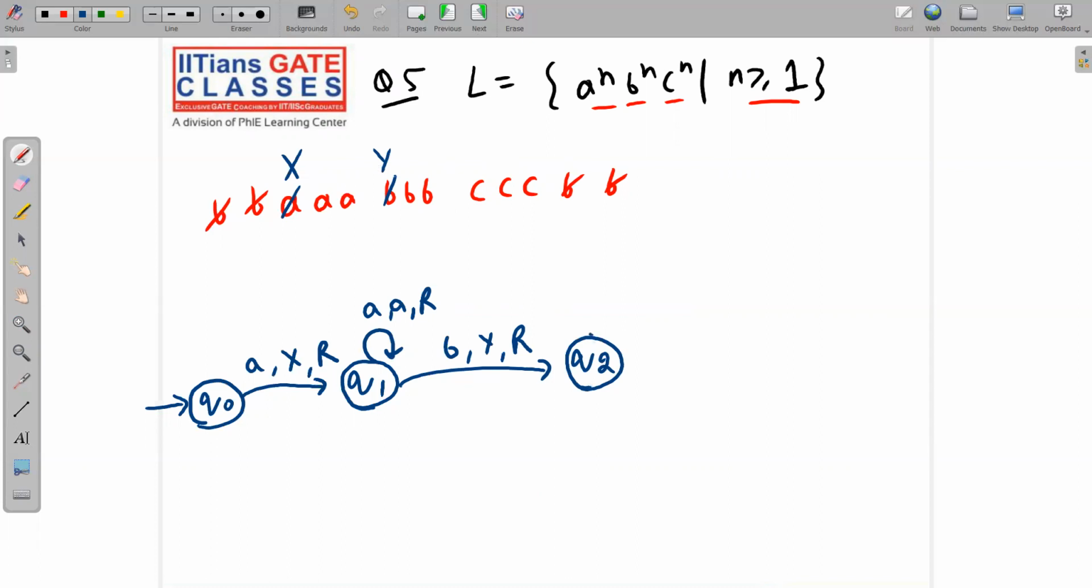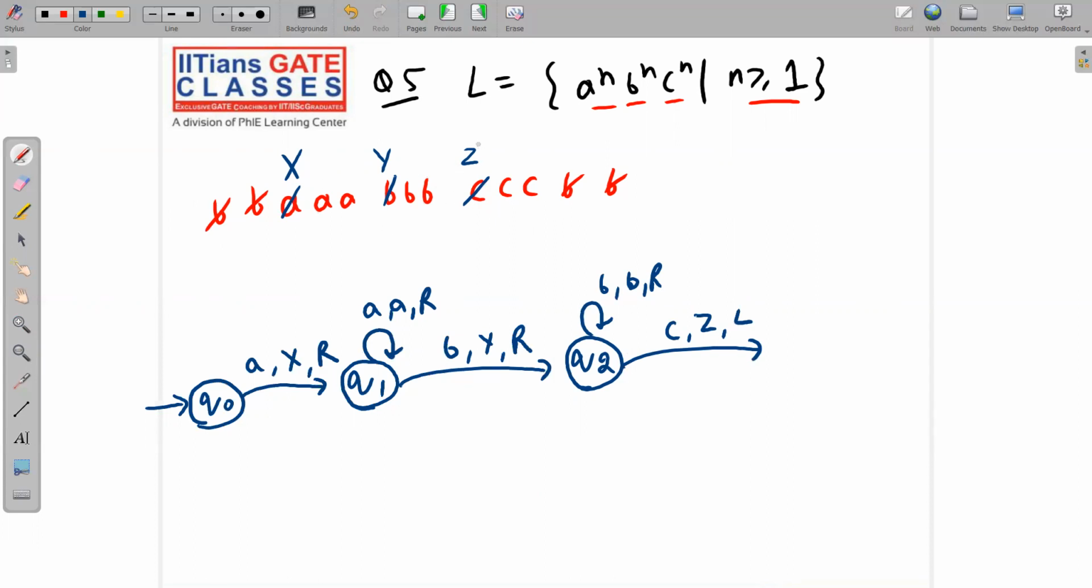Q2 will ignore all the B's. So B will remain as B and move toward the right. All these B's will be ignored. Now C will come, so C will be changed to Z. Q2 will be in the search of C. As soon as Q2 finds the C, it will make it Z and move towards the left, because now the same thing will be repeated again and again.